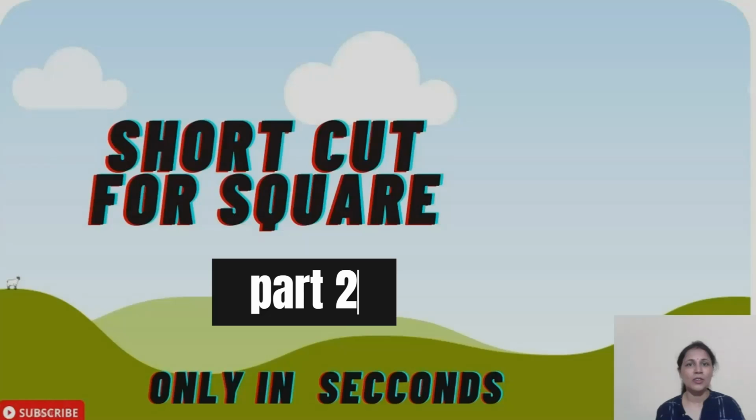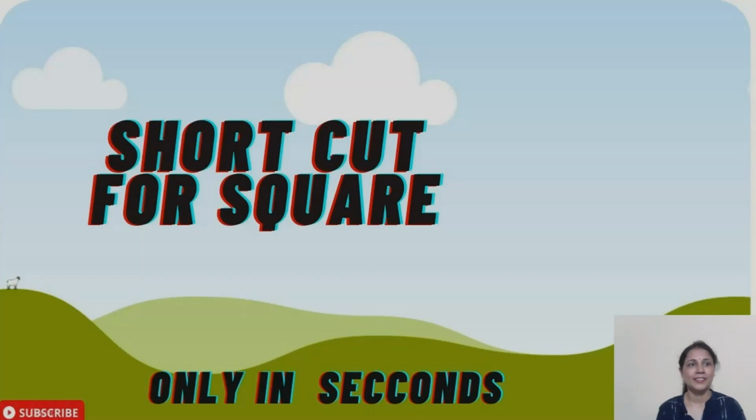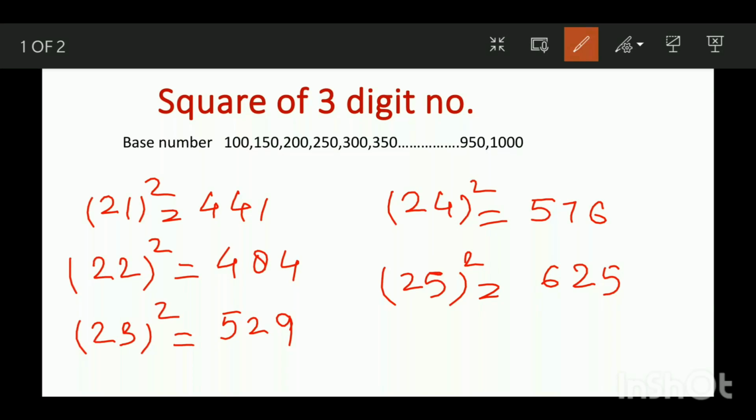Today I am going to tell you a shortcut for the square of a 3-digit number. So without wasting time, let's start. Okay, the square of a 3-digit number means we are going to learn how to find the square of a number from 101 to 999. By this technique we can find the square of any number between 101 and 999.